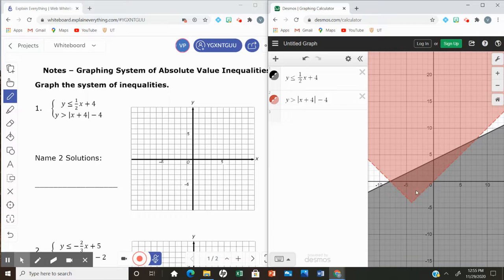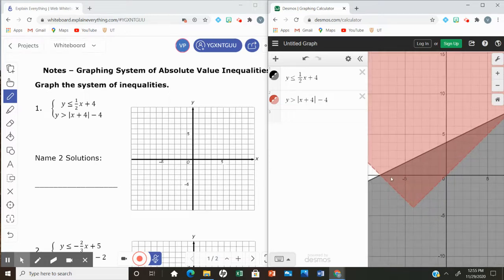Recall that a solution can fall within the shaded region or along the solid line within the overlapping shaded region, but it cannot fall on a dotted line. So this point, -8, 0, does not work. Remember, it has to be true for both of these inequalities. And if we substitute -8 in for x and 0 in for y on the absolute value function, it is not going to work. So you have a few options in here to choose from to name any two solutions.